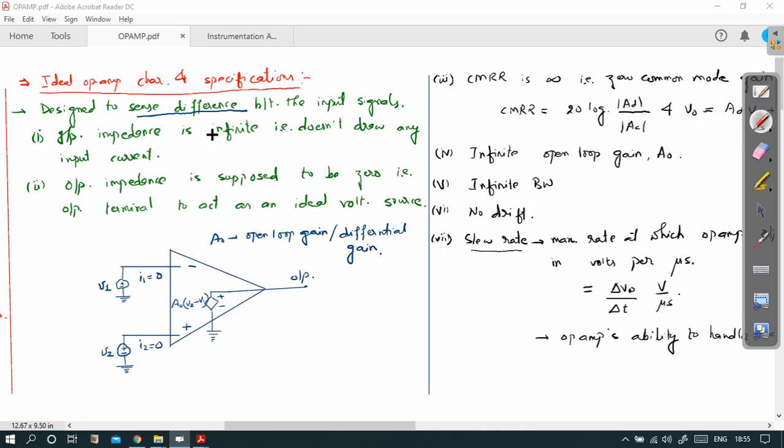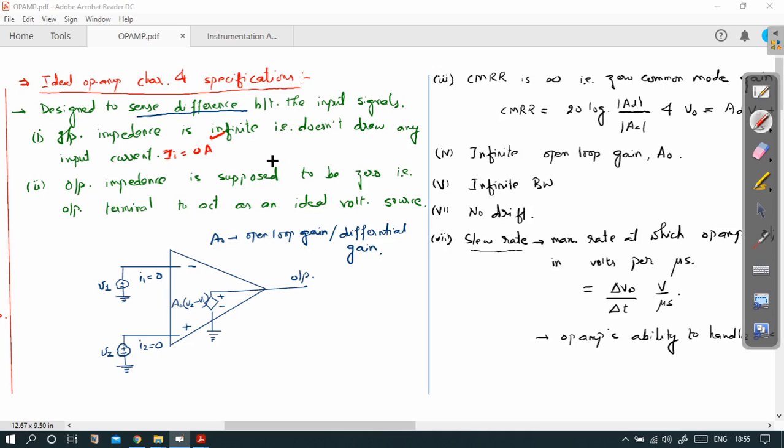Now the input impedance should be infinite. The input impedance being infinite is desirable for any ideal amplifier. So if the input impedance is infinite, it is not drawing any input current. Wherever there is an infinite amount of resistance, the current would be zero simply. So the input terminals will not be drawing any current. So I input would be 0 ampere, simple.